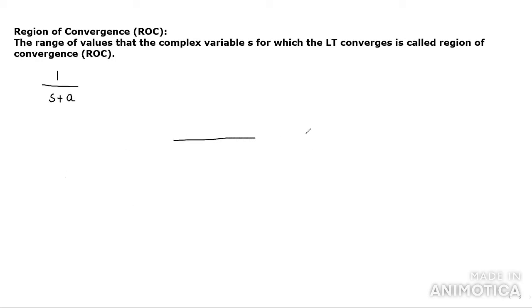Now, let us consider I have a plane. This is the S plane. In this, here I have j omega and here I have sigma.